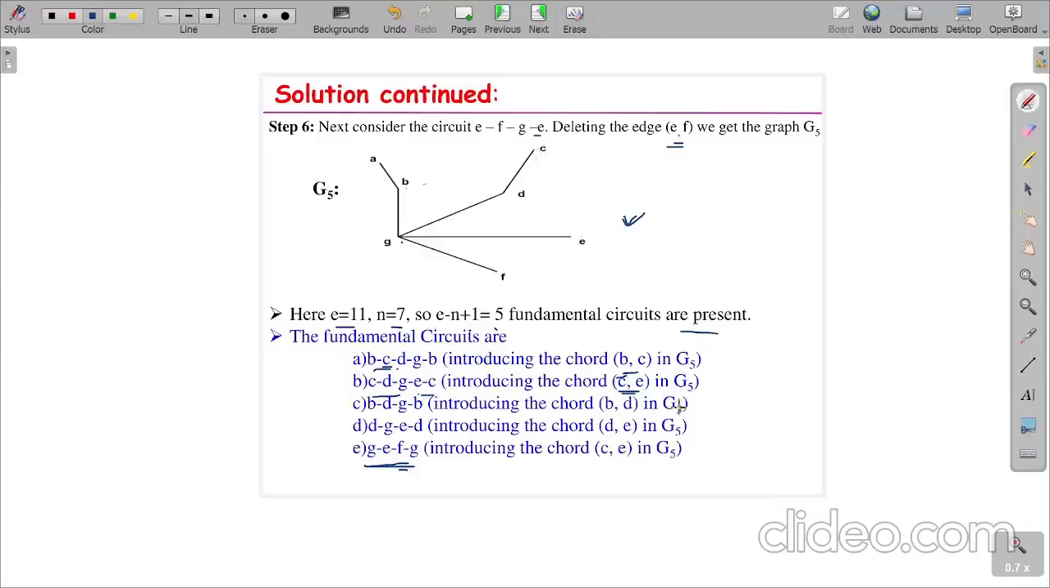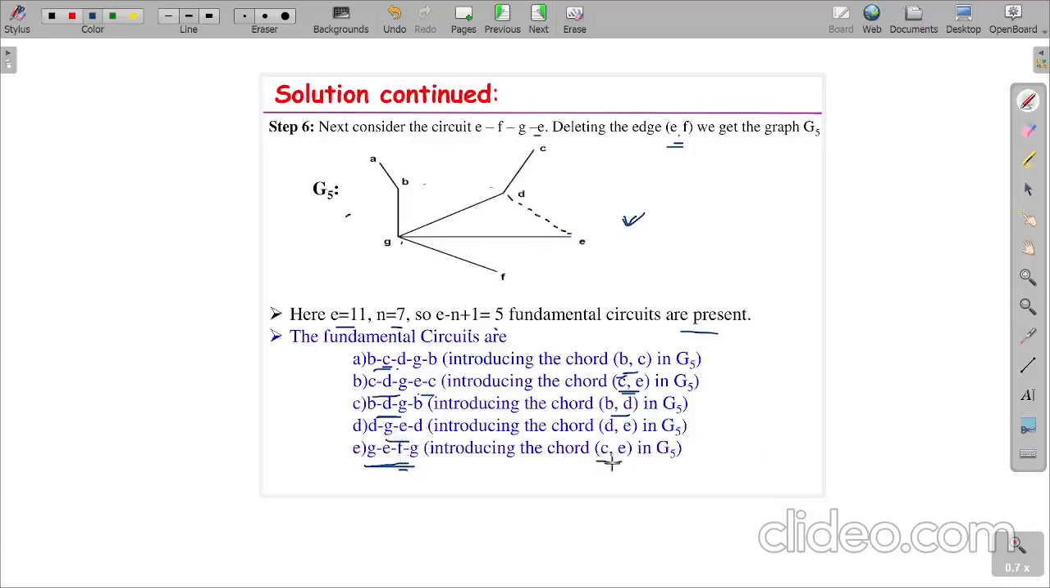After that, our next chord is BD. Now we are adding BD. What we have? Then our next fundamental circuit is B, D, G, B. That is the fundamental circuit. Next chord is DE. First delete this one. Don't add all the chords at a time. Then our next is DE. Then our fundamental circuit is DGED. That is our fundamental circuit here.